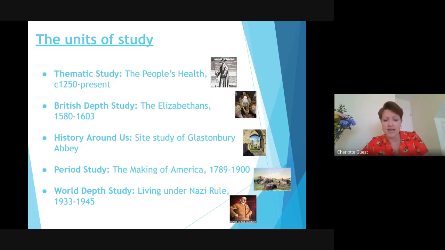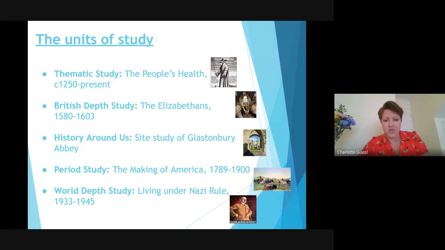The period study, which focuses on the making of America, considers America's expansion through the 1800s, the exploitation of groups of people like slaves, and the American Civil War. And we also look at the world depth study, which is living under Nazi rule. We consider how the Nazis were able to form a dictatorship, the growing persecution of Europe's Jews, and the impact of World War II on the German people.